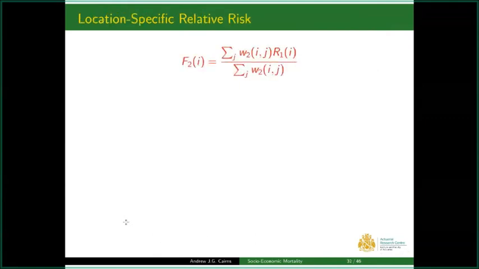Now let's look at the location-specific relative risk, so F2. We had this question earlier on: when we see the geographical variation, how much of that is really down to socioeconomic factors and how much of it genuinely is some other geographical effects that we find difficult to model.